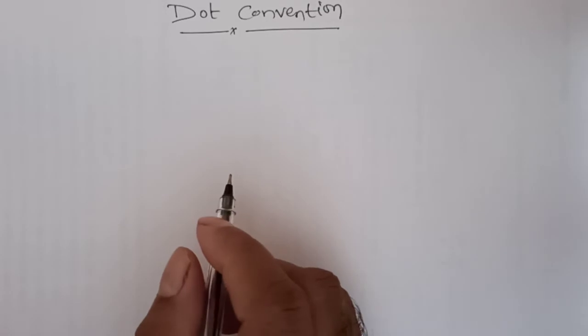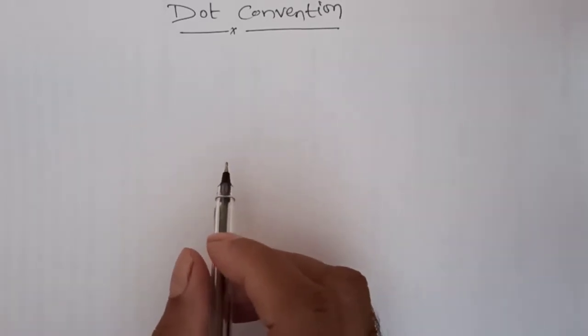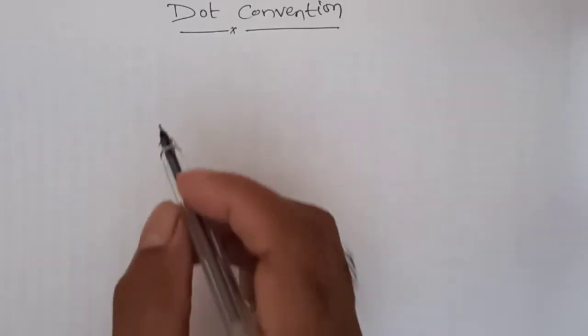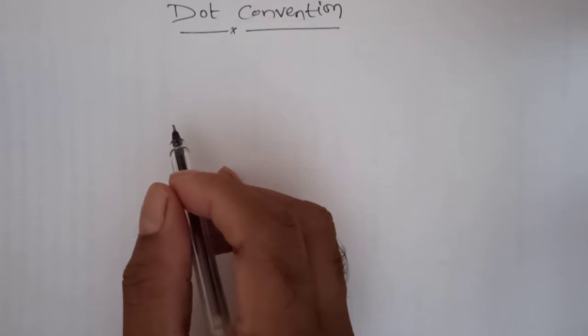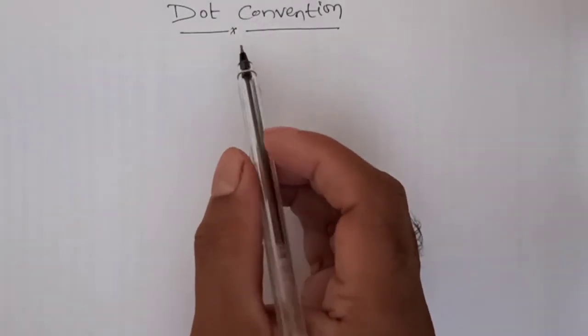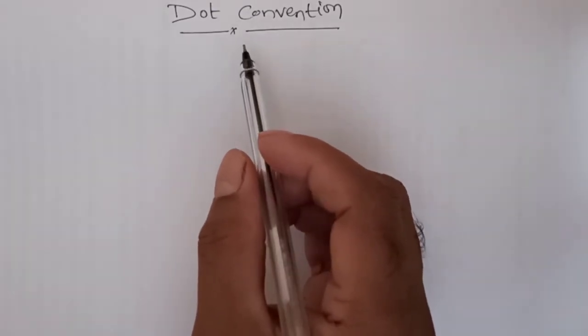So, in magnetic circuits, in the last class we discussed self-inductance and mutual inductance. Now, in this class we are going to discuss dot convention. What do you mean by dot convention? What is the need of the dot convention?